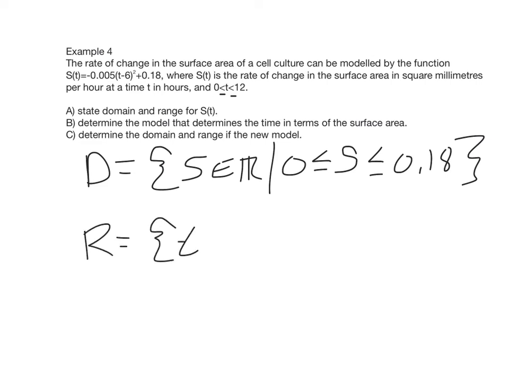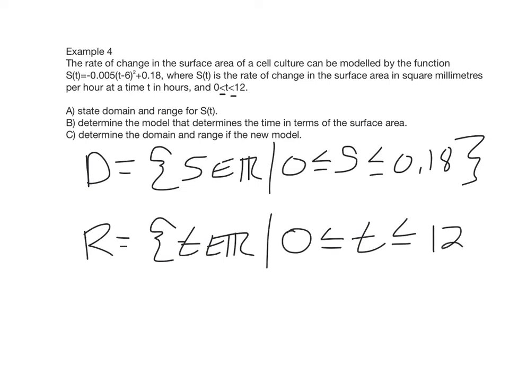Our range is our time. So, just as before, time is an element of the real number system, such that 0 hours is less than or equal to the time, which is less than or equal to 12 hours. So as we see, our domain and range still present like they would in the case of the inverse. Okay, and we're still using an inverse process here. It's just that we didn't search out the inverse function. We searched out the original function to be expressed in terms of time.